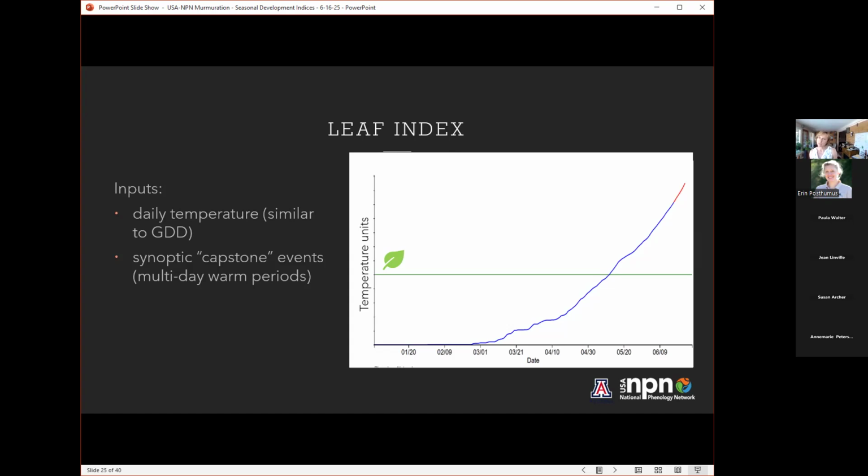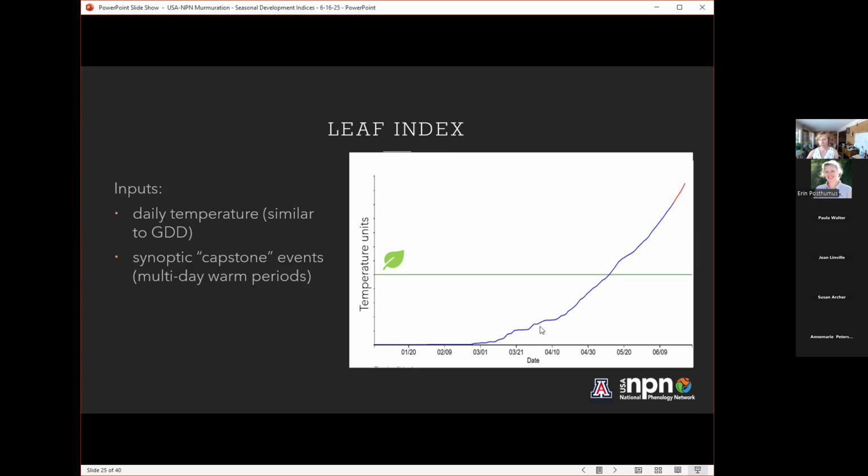It's similar to growing degree days, but then there's also an accounting for what are called synoptic capstone events. And so the model plants care more about multi-day warm periods in the spring, and especially as they get later into the spring. In a straight up growing degree day accumulation model, if you have a warm spell in early January, if you're just calculating a curve like this, you will count those units in the same way that you would count temperature units in the middle of April.